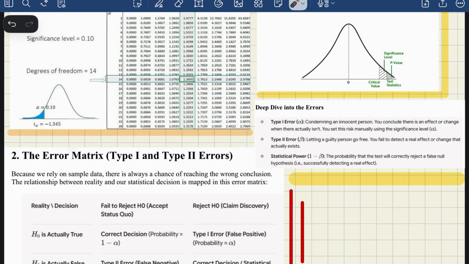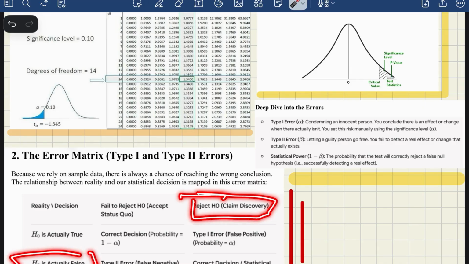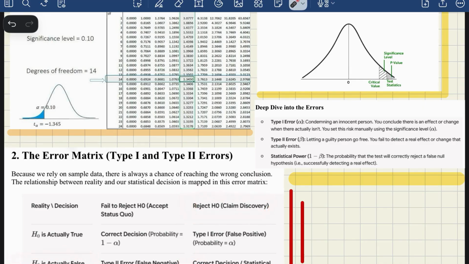Okay, and then when the null hypothesis is actually false and you reject the null hypothesis, you made the correct decision, right? This is known as statistical power, and it is defined as 1 minus beta. This is 1 minus alpha, correct decision. Statistical power is defined as 1 minus beta. So these are the two correct decisions.